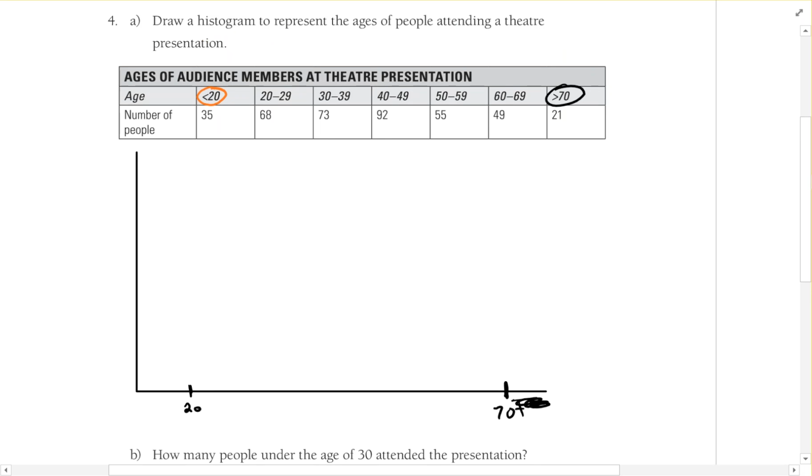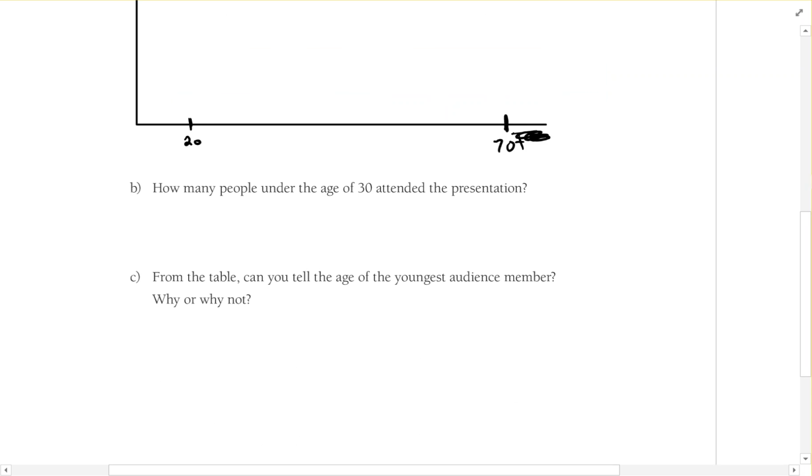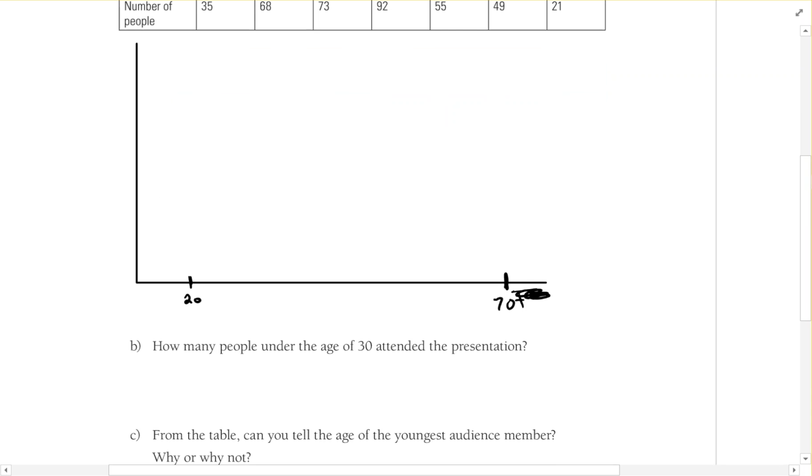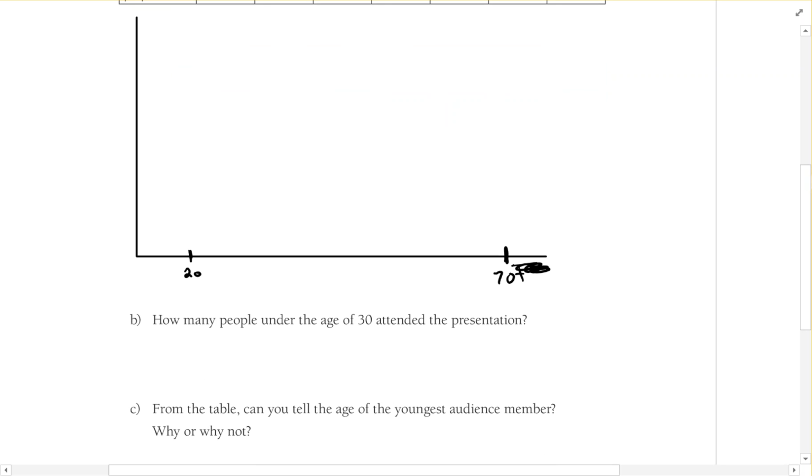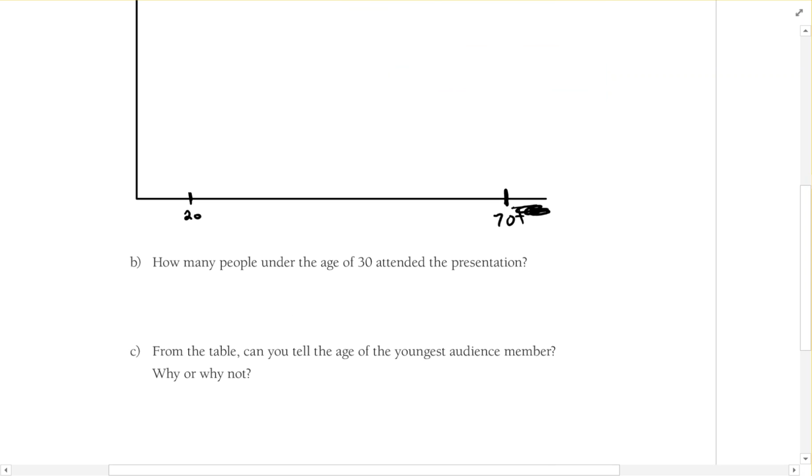You're going to have age on the bottom, number of people up to the left. Make sure you do this. I want to see these before you guys do your test, so they need to be done. Okay, B, when you're done that, says how many people under the age of 30 attend the presentation. C, from the table, can you tell the age of the youngest audience member? Why or why not?